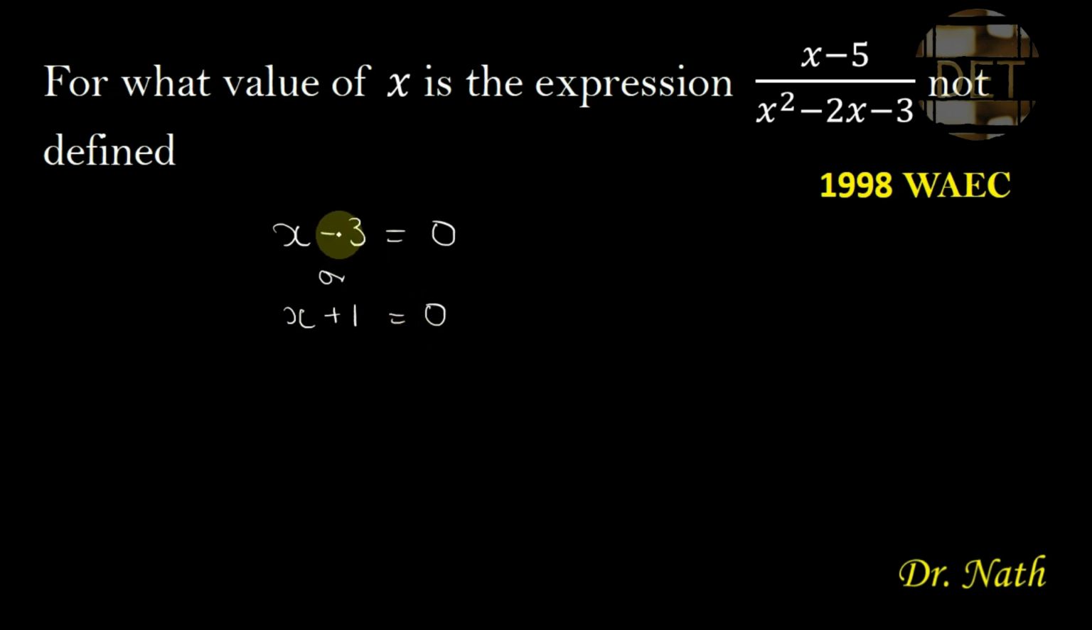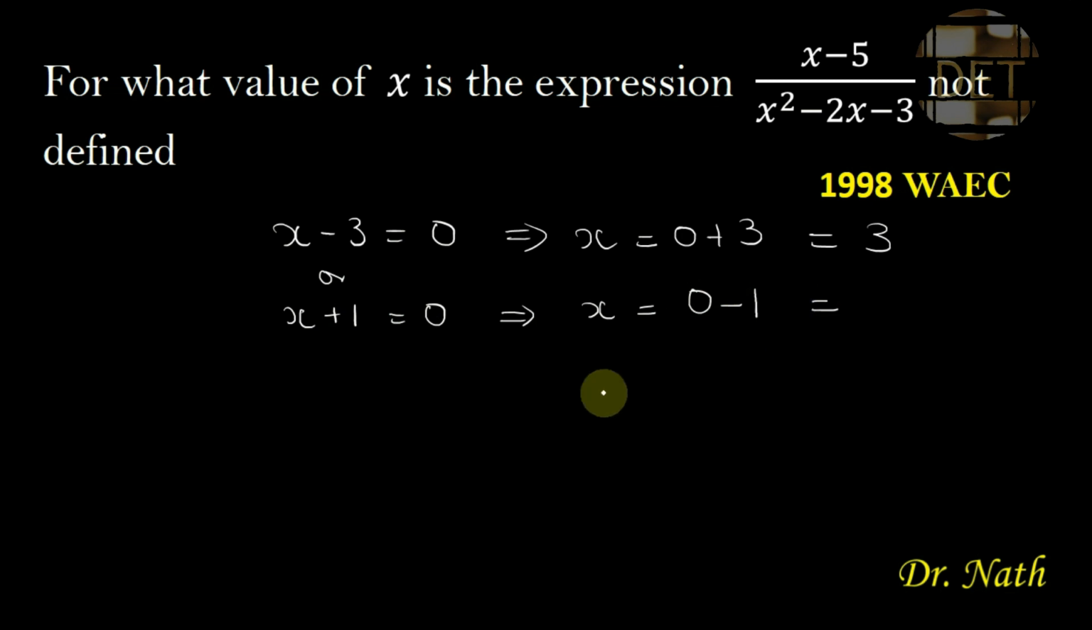So when this minus 3 moves to the other side of the equation, it will become plus 3. So this will be x is equal to 0 plus 3, and 0 plus 3 is equal to 3. So here, when this plus 1 crosses, it becomes minus 1. So x is equal to 0 minus 1, which is equal to minus 1. The answer to this question is 3 or -1.